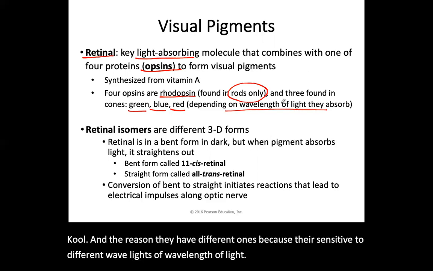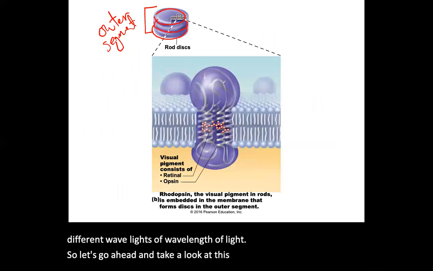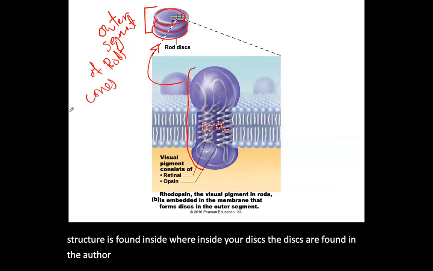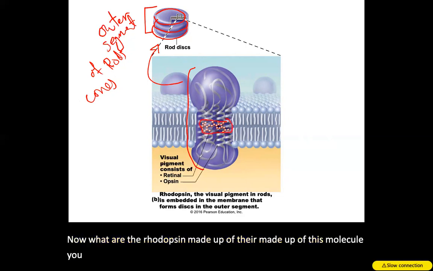So let's go ahead and take a look at this again. This structure is found inside where? Inside your discs. The discs are found in the outer segments of your rods or your cones. And these rods and cones are connected to your bipolar cells, which are connected to ganglion cells. Now, what is rhodopsin made up of? It's made up of this molecule you see in red, which is your retinal, and the protein structure we see as these folds called opsin.